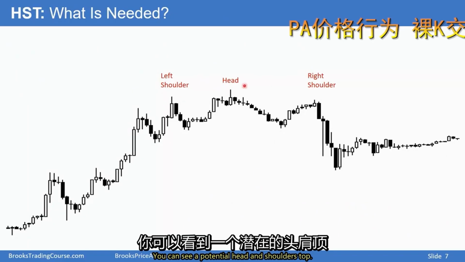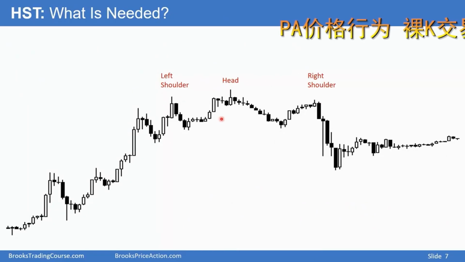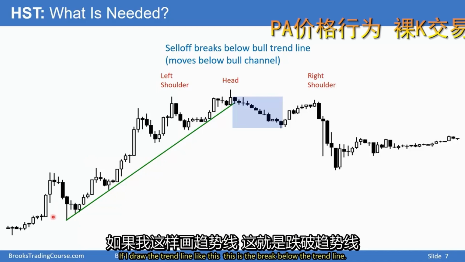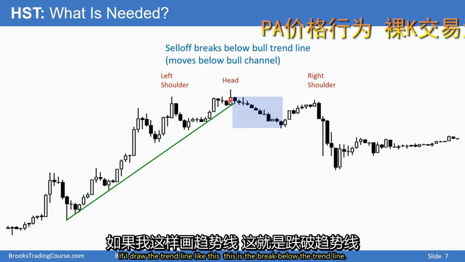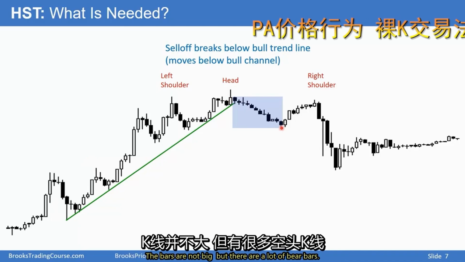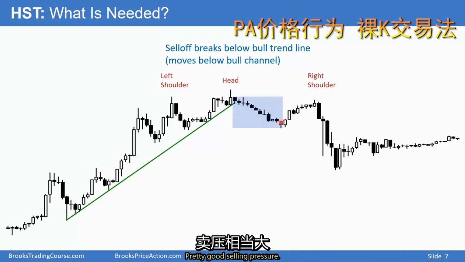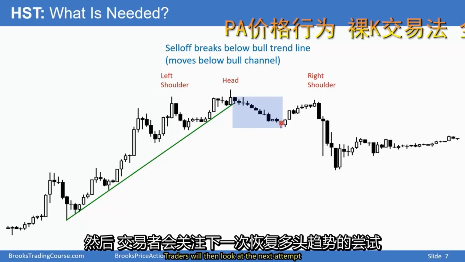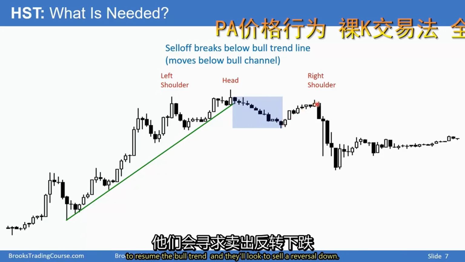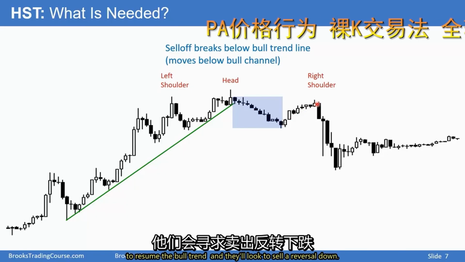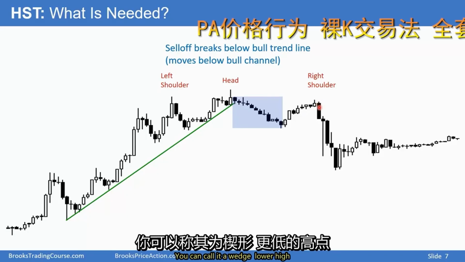You can see a potential head and shoulders top. If I draw the trend line like this, this is the break below the trend line. The bars are not big, but there are a lot of bear bars. Pretty good selling pressure. Traders will then look at the next attempt to resume the bull trend, and they'll look to sell a reversal down.